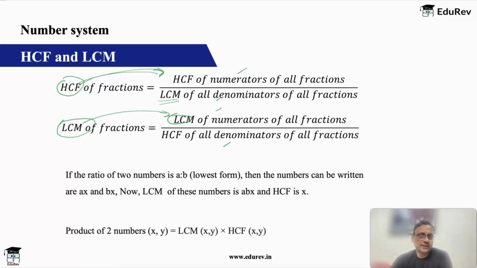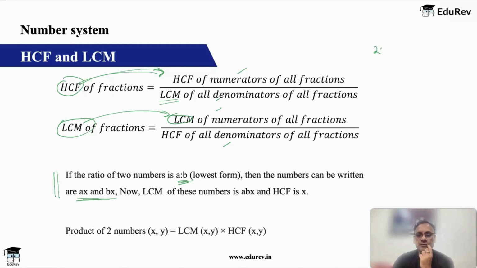Okay. Then, if the ratio of two numbers... a couple more concepts, and then we'll move on to some more questions. If the ratio of two numbers is A is to B, then the numbers can be written... this is a very important concept. We are going to use this in a couple of questions also. If the ratio of two numbers is A is to B, then the numbers can be written as AX and BX. Okay, obviously, so let's take an example.